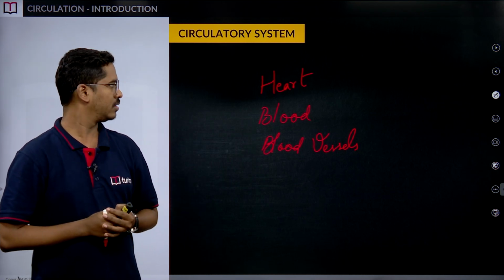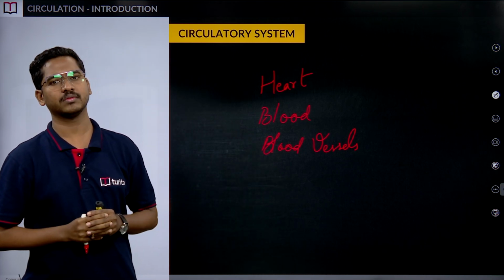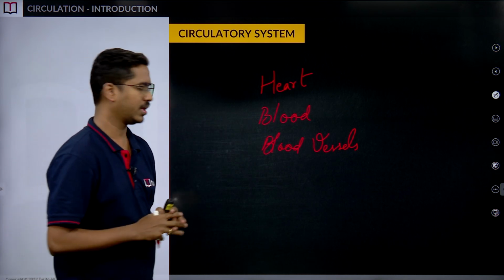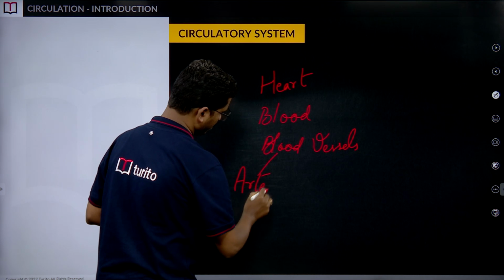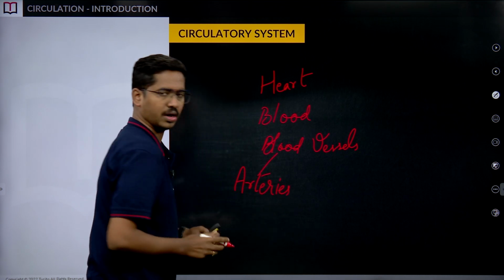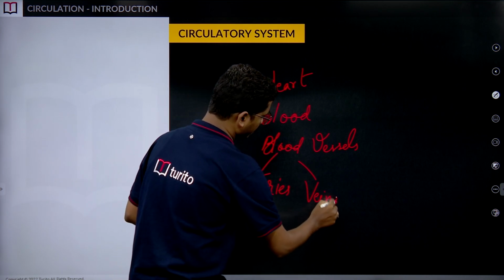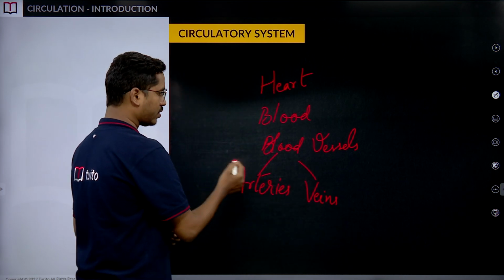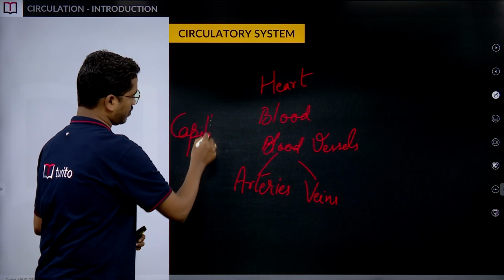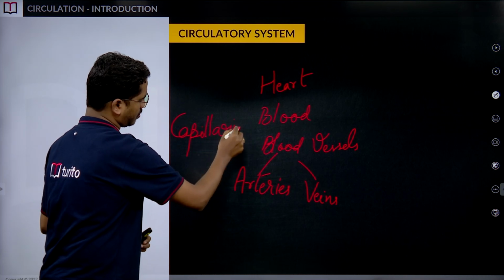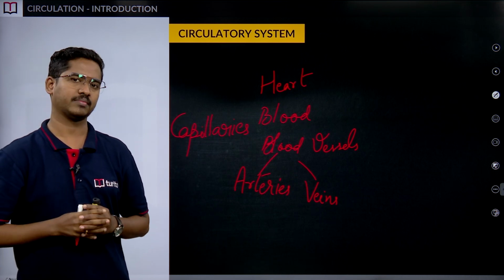Can you just name the types of blood vessels? I see it already there in the chat box. Great. When we say types of blood vessels, they start with arteries and then veins, and there is another network of arteries and veins called capillaries. That is what we see.